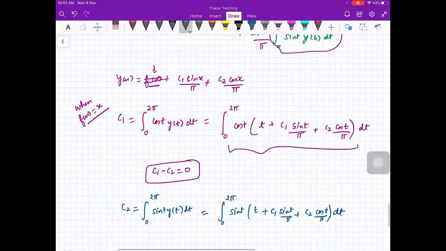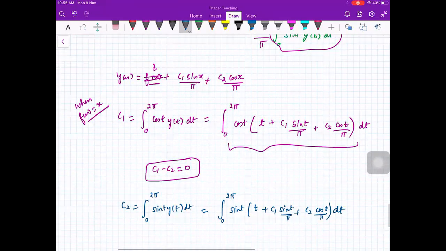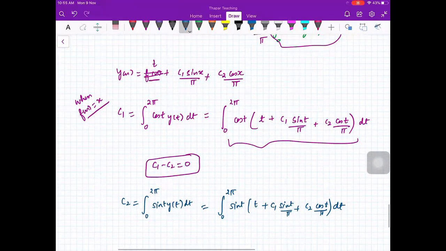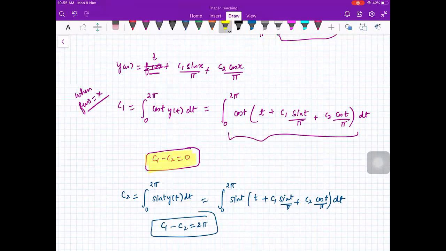This will give you C1 minus C2 equal to 2 pi. Now, can you look at this system? Can you tell me what is the solution of the system? No solution, ma'am. Okay, yeah. So this system has no solution.